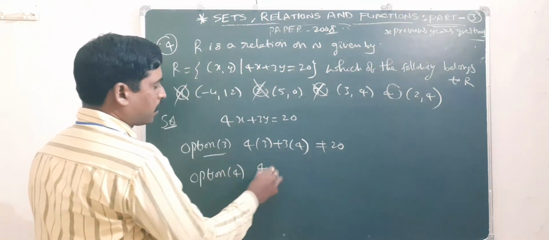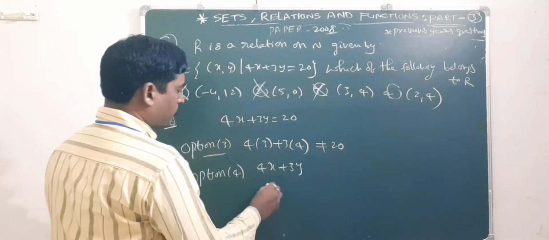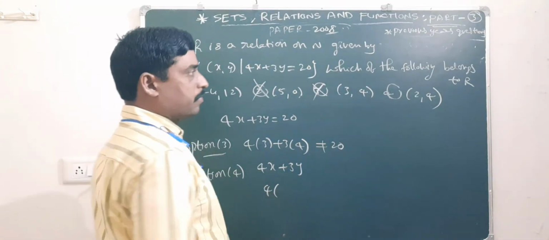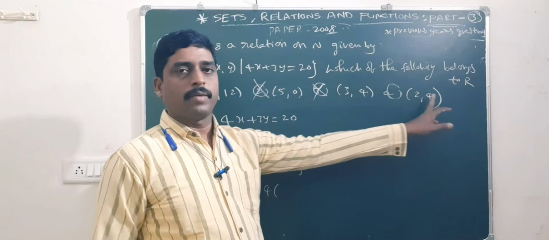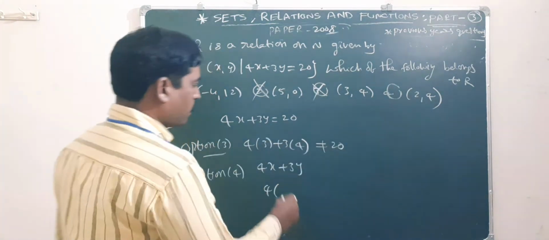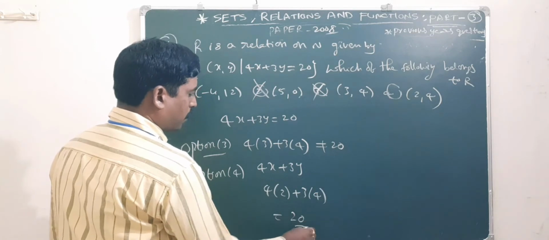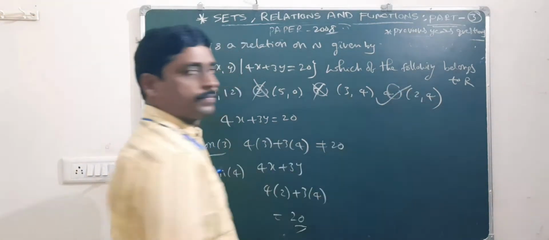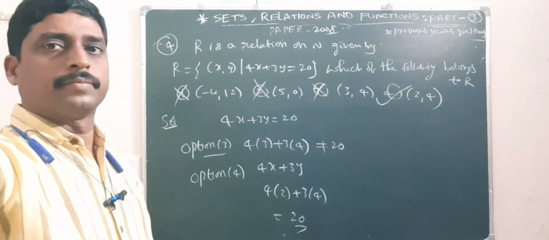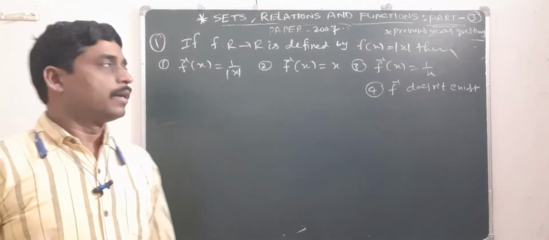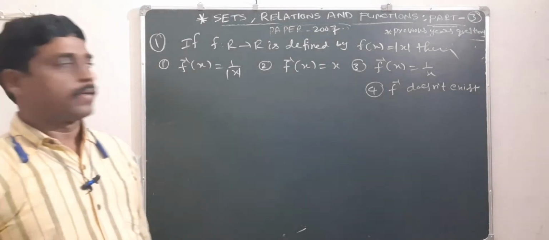So now going to option 4. Option 4, 4x plus 3y. 4 into, what is option 4? 2, 4. On x, y place in 2, 4 substitute. 4 into 2 plus 3 into 4. This will be 20. Option 4 correct. So let us go to the first problem in 2007.